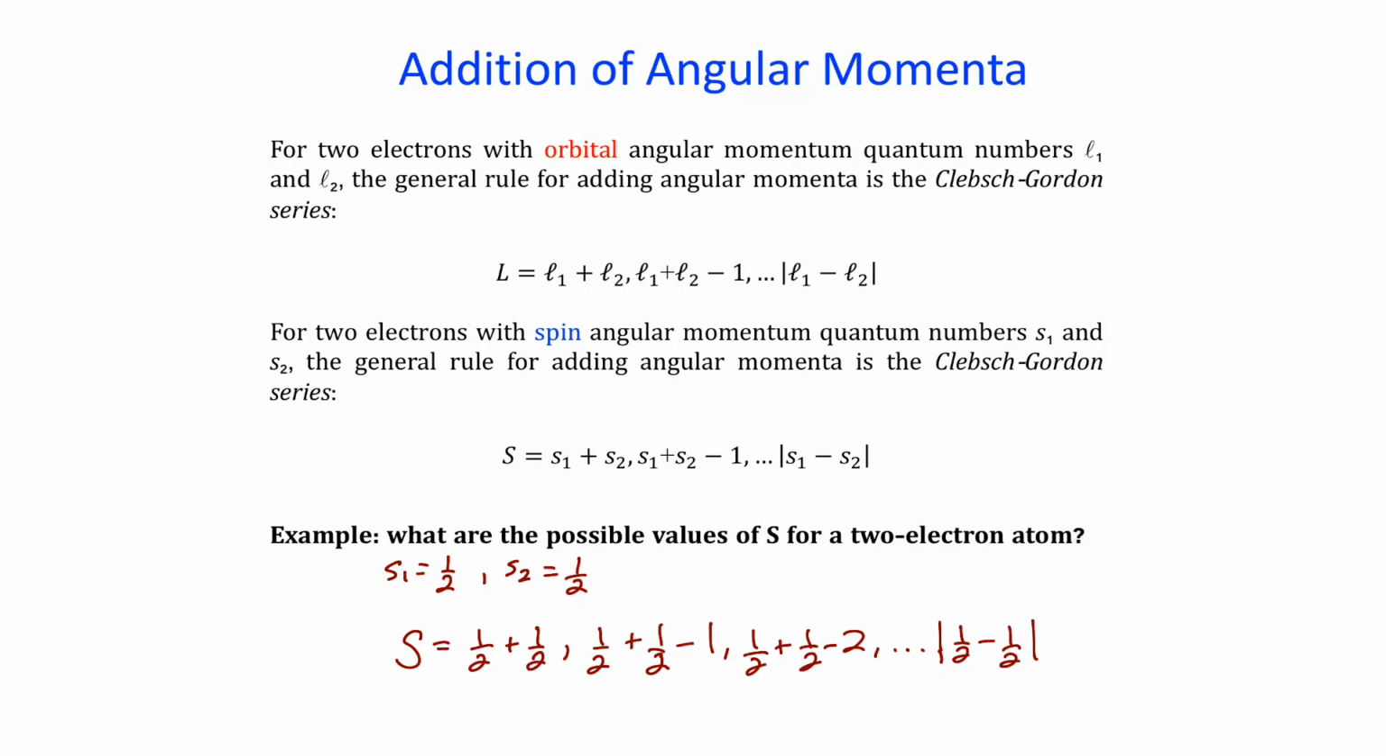Okay, so we're going to truncate. We can see here at 0. So 1/2 plus 1/2 is 1. 1/2 plus 1/2 minus 1 is 0. So then we would start getting into negative ones, and then we keep going to 0. But we know we truncate at 0, so we're going to ignore everything that comes after 0. All right, so S can then have values, in this case for a 2-electron system, of 1 or 0.